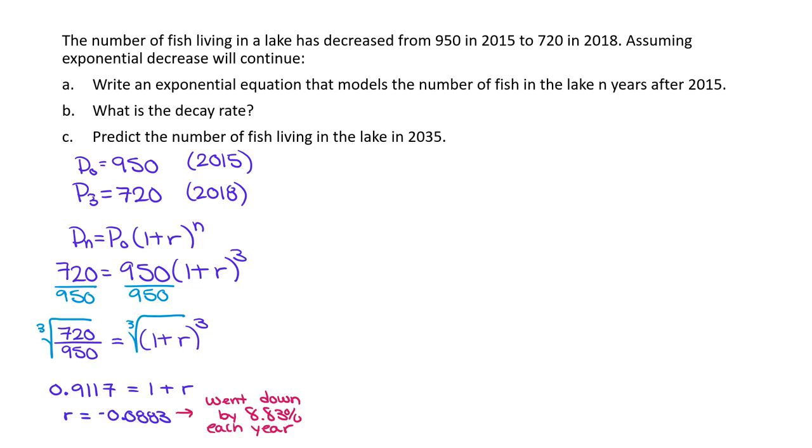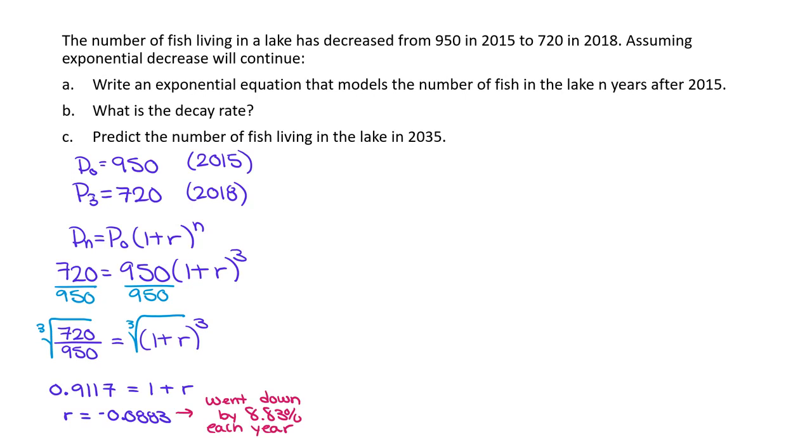Now, we could solve this for r, and we will have to do that eventually, so I'll just do that right now. Notice if we subtract 1 from both sides, we get a negative number. And that's okay. We're getting a negative number because this is actually a decay problem. The number of fish is going down. So I got negative 0.0883. If I move the decimal over, I get 8.83%. And again, that negative is telling me that the number of fish is going down. So the number of fish is going down by just under 9% every year.